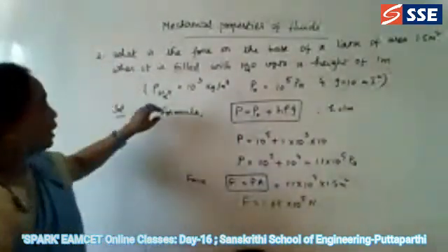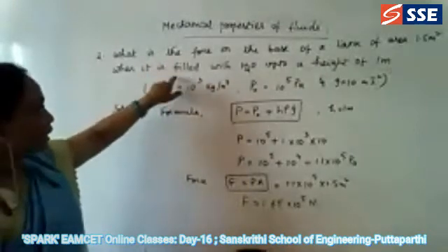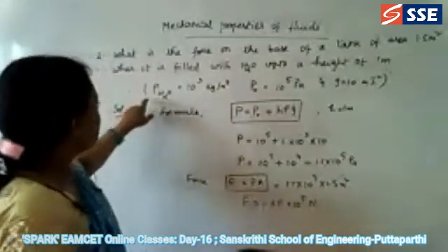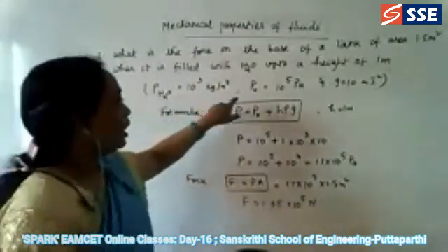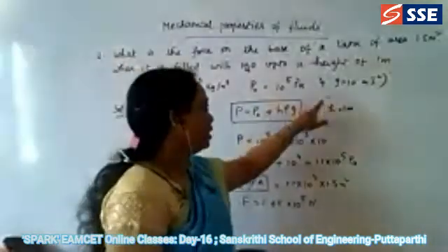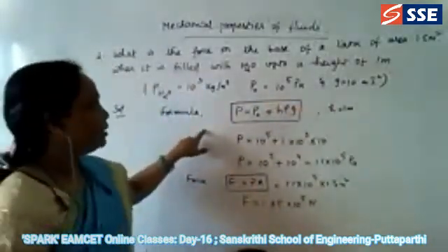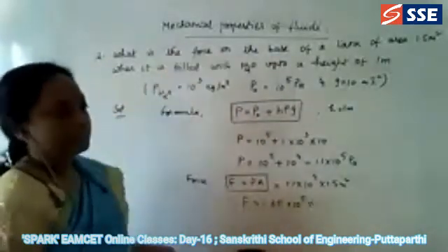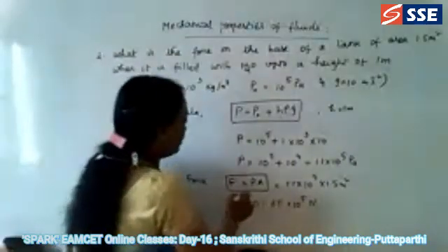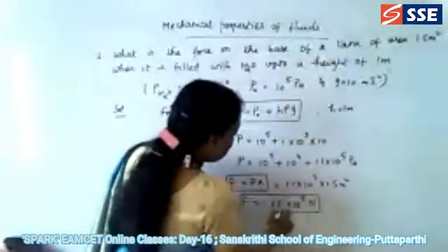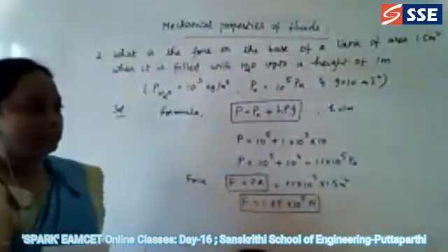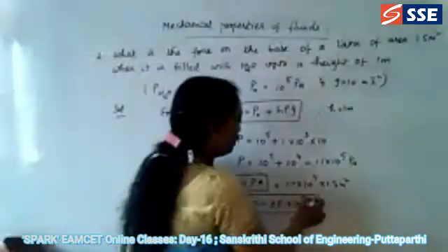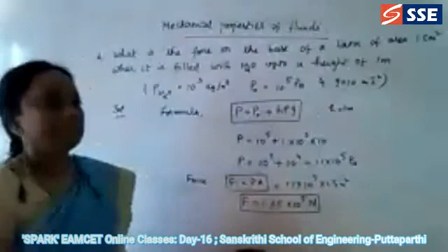Therefore, if we have to calculate the force when area and height are given, and the hint given in the problem is the density of water, the pressure constant value and G value, then we have to consider the formula P is equal to P naught plus H rho G under mechanical properties of fluids. So this is the problem. You can note down this problem. So force will be 1.65 into 10 power 5 Newton.